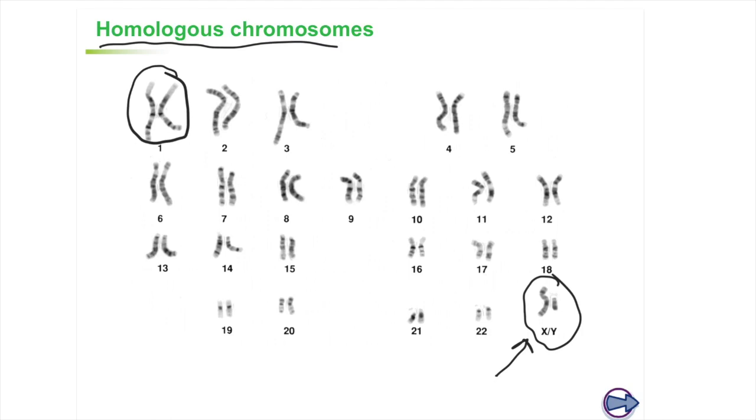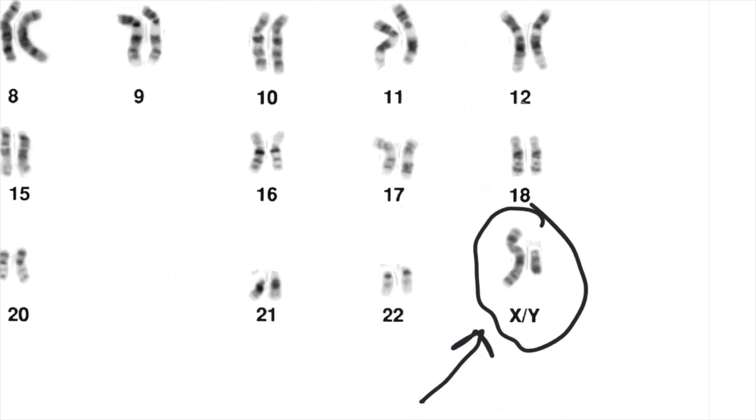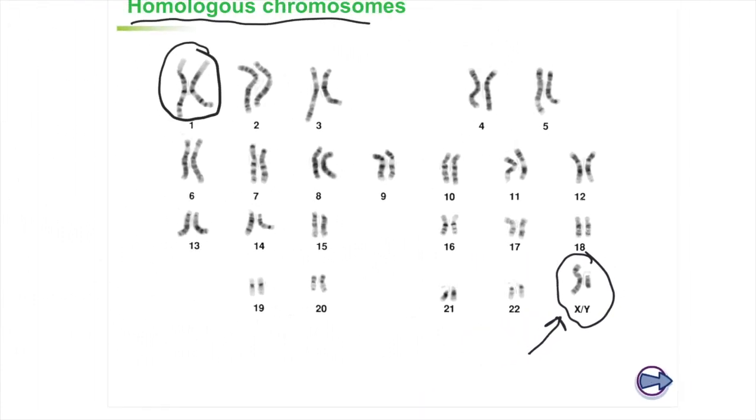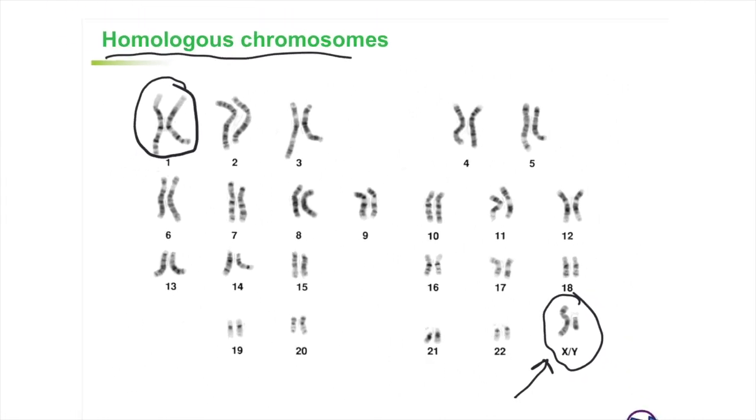This is the only case when the homologous chromosomes might be significantly different. So it's only in males that you will find the homologous chromosomes are different. But everywhere else, the size, the length, and the banding are very similar. We're going to find out what the similarities and differences between homologous chromosomes are.